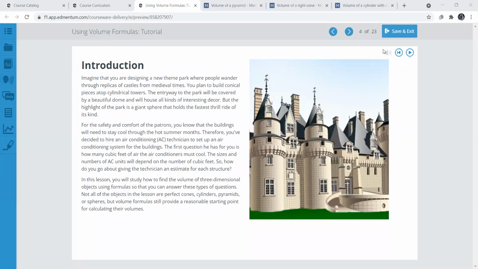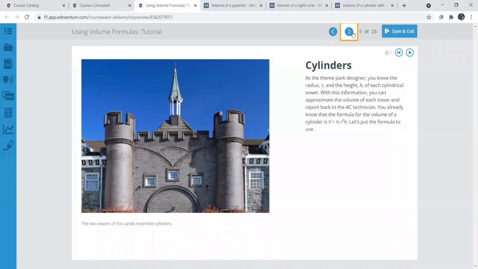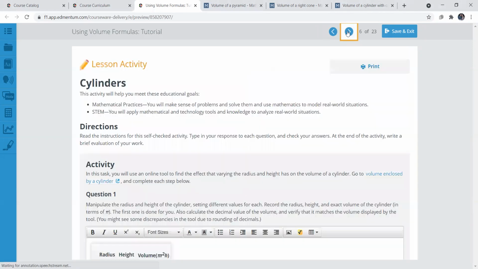Okay, volume formulas. Let's take a look at this tutorial real quick. We have cylinders. Volume equals pi times r squared times height. R squared is radius squared. As you see, there are two cylinders on this castle. Okay, so let's take a look at this website.